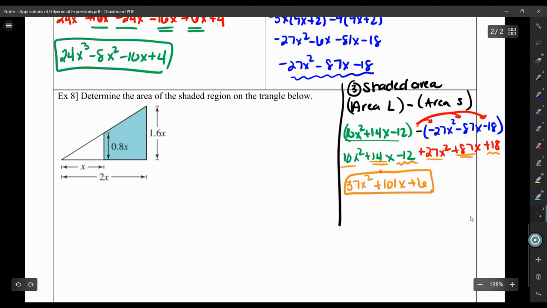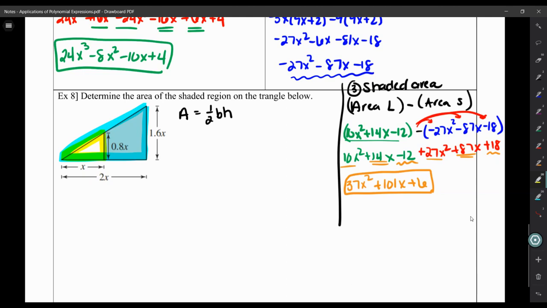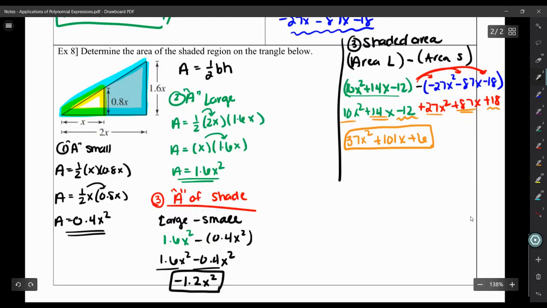I want you to pause the video and try to do the same idea for number 8. But remember, the area for a triangle is 1/2 base times height. And there are two triangles in here. There's this big triangle here, and there's this little triangle here. So there are two triangles layered on top of each other. Pause the video, try number 8. And here's what you should have had for the area of the shaded portion for number 8, negative 1.2x squared.